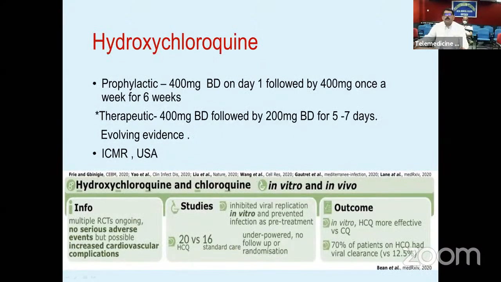So hydroxychloroquine, you know, 400 milligram twice a day on day one, followed by 400 milligram once weekly as a prophylaxis. And those healthcare personnel who are exposed, ICMR recommends them this prophylaxis. And the therapeutic dose is 400 milligram twice a day, followed by 200 milligram twice a day for 5 to 7 days. And ICMR has recommended, and the US has also recommended, and many countries in the world are using hydroxychloroquine. And this is regarding their mechanism of action and the different in vitro effects.